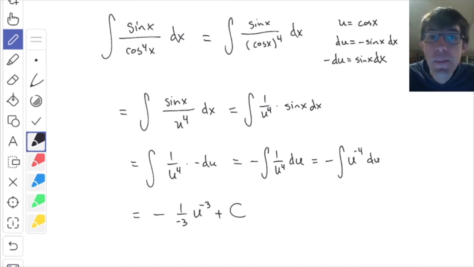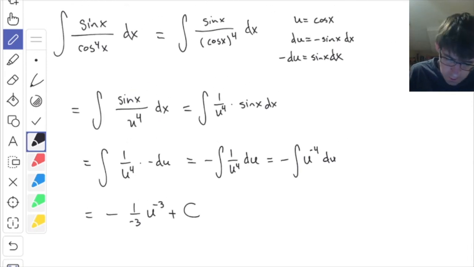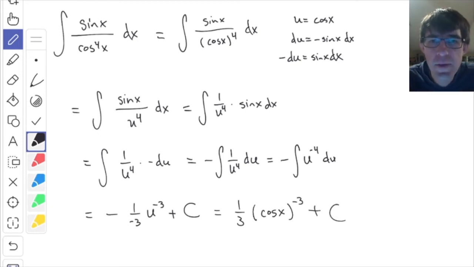All right. And then my final step, plug the x's back in for u. So u is cosine x. So finally, those minus signs will go away, right? 1/3 cosine x to the minus 3. And I'm going to leave it at that. If you want, you can write that cosine in a denominator again to the 3rd power, but I don't care about that. Negative exponent in the answer is fine by me.